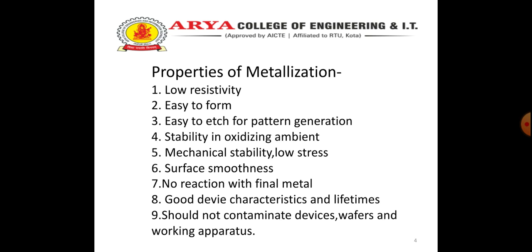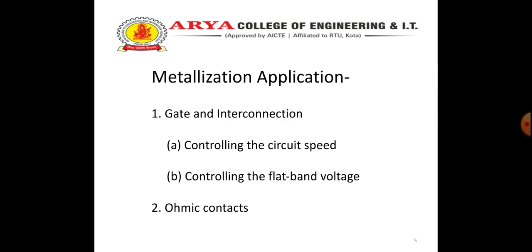Now, next is properties of metallization. You can see directly from the slide how the properties can be given. Right from the first, low resistivity, easy to form, and up to 9 properties, should not contaminate device, wafers, and work apparatus. Now, metallization applications. First one is gate and interconnection, controlling the circuit speed. It controls the speed of the circuit by virtue of the resistance of interconnection runners.